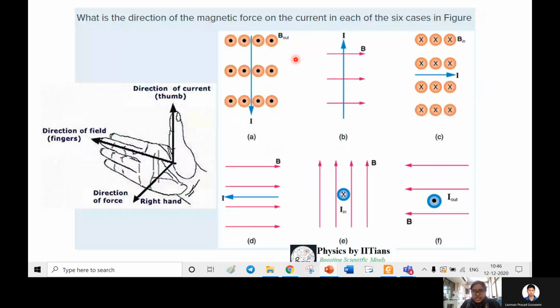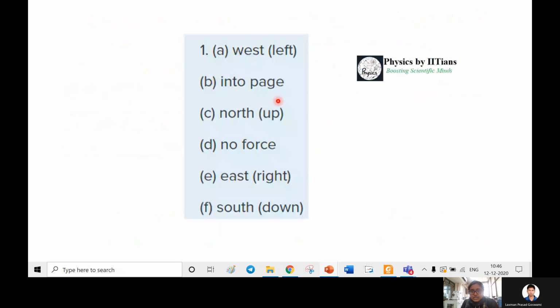Now take another example. I is pointing here and B is pointing along this direction. Take your thumb along the current direction and your fingers along the magnetic field, and you will find that the palm is facing into the page. So the answer will be into the page.